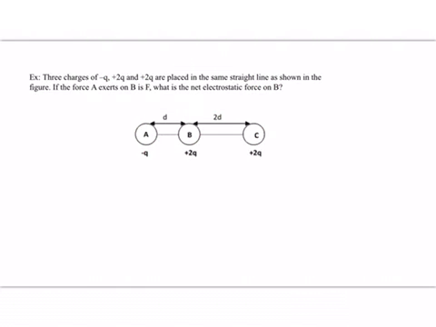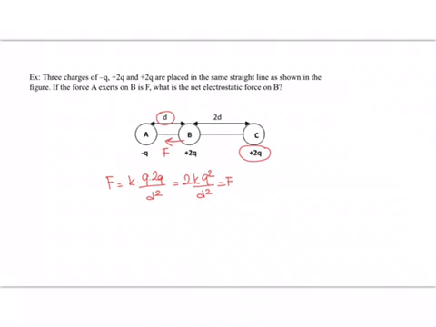3 charges are placed in the same straight line. If the force A exerts on B is F, A is negative, B is positive, so A attracts B with a force of F. What is the net electrostatic force on B? So F is equal to K times the charge of QA times the charge of QB over the distance square, which is equal to D square. So 2KQ square over D square is equal to F.